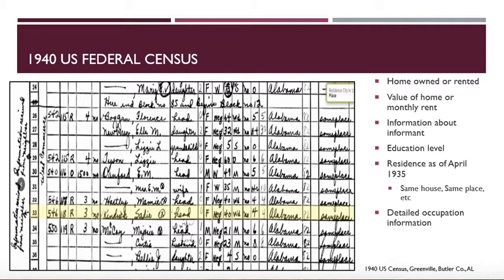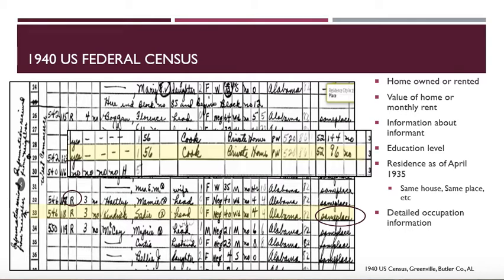For example, the 1940 census is unique in that it provides the location where an individual lived in April of 1935. So let's look at our example. Mamie Hartley rents her home in Greenville, Alabama. Her neighbor, Sadie Kendrick, lists that she was living in the same place in 1935. This is significant because this tells us that while she was living in the same place, Greenville, Alabama, she was not living in the same home. If we dig a little deeper, we can see that both women work as cooks in private homes.